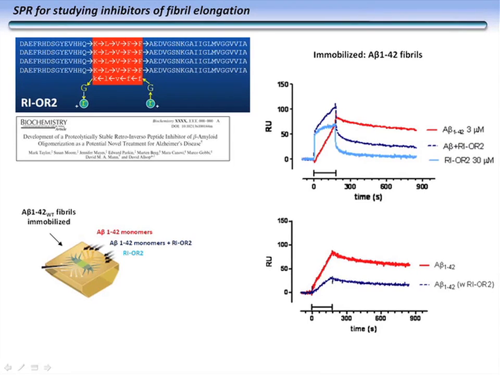These experiments also indicated a mechanism by which this peptide inhibited elongation. This peptide binds the fibrils much better than A-beta 42, so it competes with A-beta 42 for the fibrils. However, it cannot sustain the elongation, so its final effect is to impair the binding and the elongation of A-beta 42.